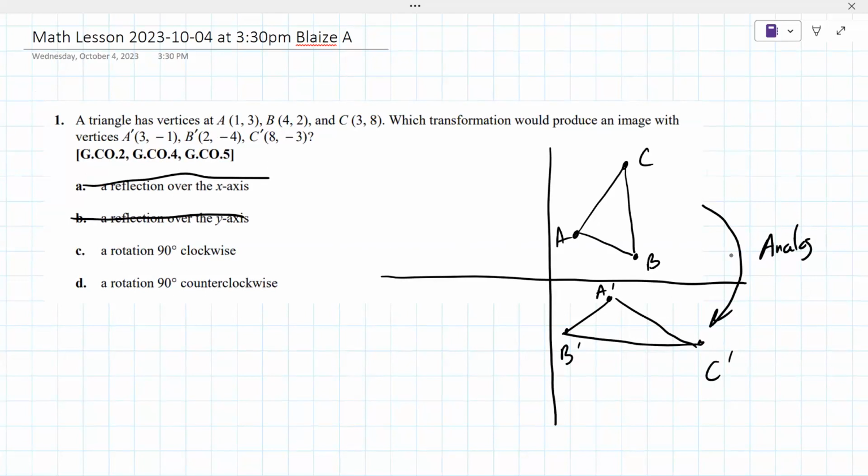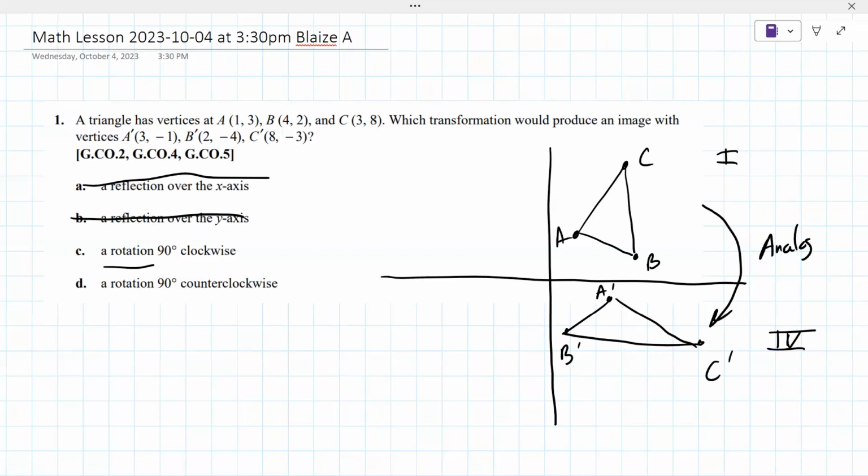You always move one quadrant. When you rotate, you'll always see a movement from one quadrant to another quadrant. Is that okay? Yeah. All right.